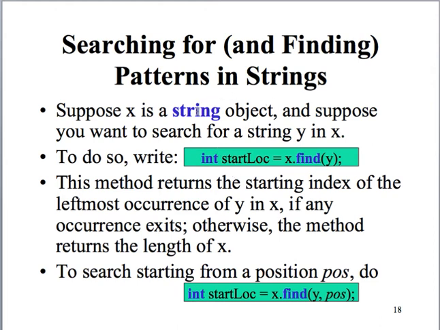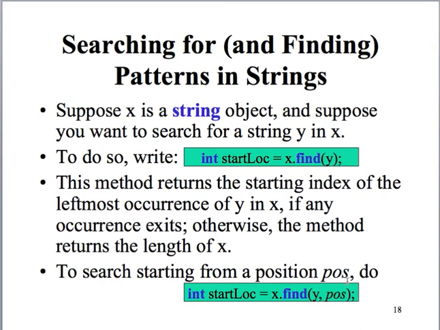I can look for patterns or things inside the string. So if x is a string object and I want to search for a string y inside there, I can do that by saying x.find(y), and that's going to return an integer that says where does this substring y that I'm looking for, where does it start? So it's going to give me the starting index of the first occurrence, starting from the left, if you will, of the substring y in the larger string x, if any exist. Otherwise, the method returns the length of x. So if I get something back that's the length of x, meaning I got all the way to the end and I didn't find y, then I'll get back the length of x. So I can test that to see.